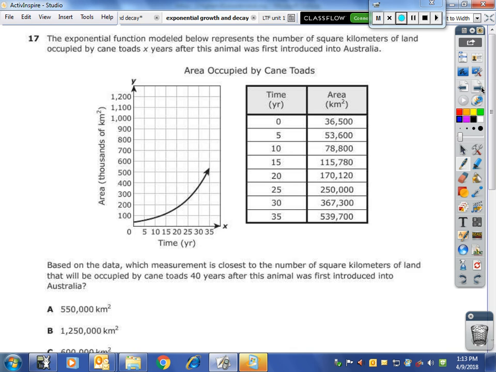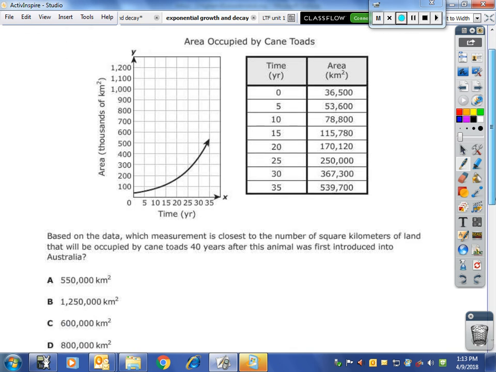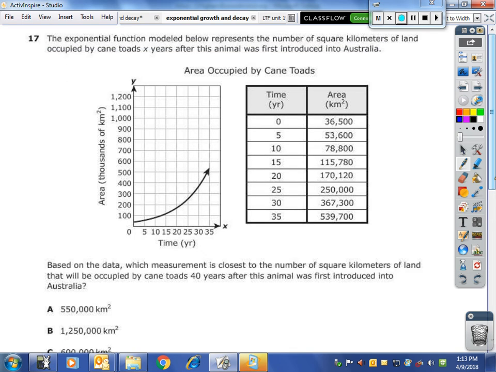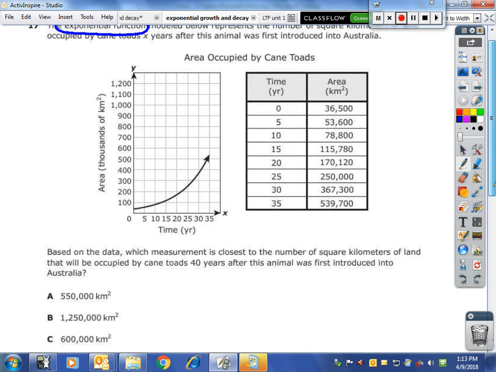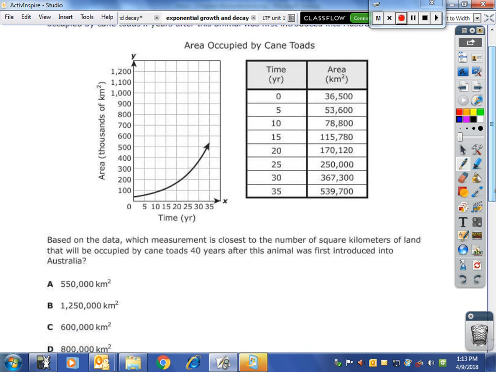All right, try this one. How do I know what kind of function it is? It says it right here. Now, I want you to find the equation of this. Go to Stat Edit and put all of those in.